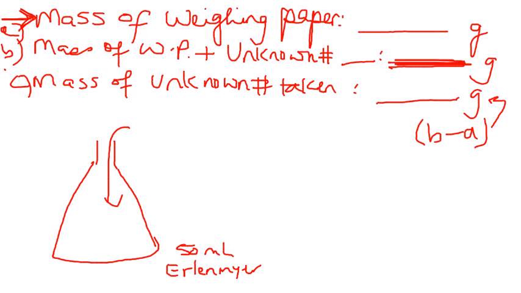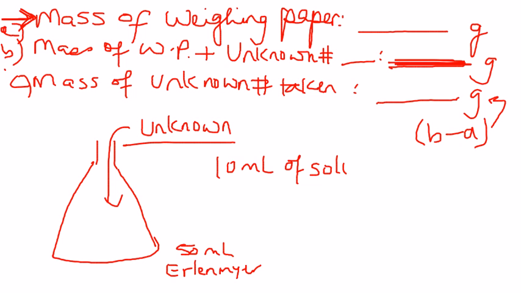You're going to put your unknown, and you will add about 10 milliliters of the solvent that you had chosen from part A. You are going to now heat it in a water bath or a steam bath.